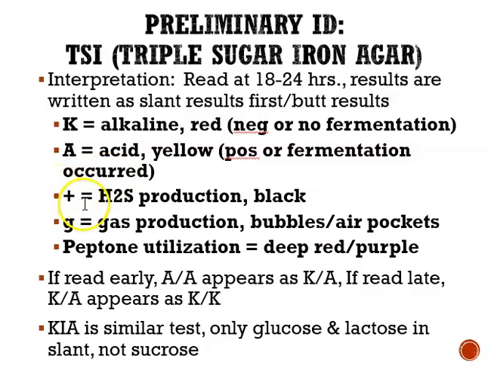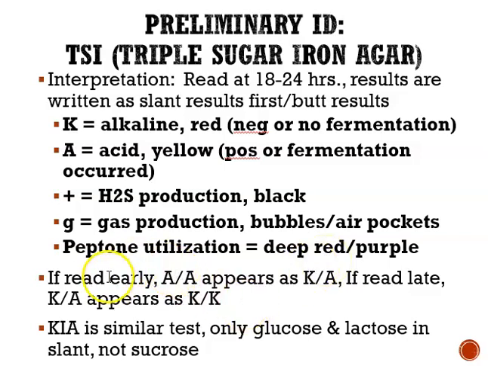We use a plus sign to indicate hydrogen sulfide production, and that is indicated by the media turning black. We use a G to indicate gas production, which you'll see in the media as bubbles or air pockets. And then if the organism utilized peptone, the media will change to a deep red or purple.